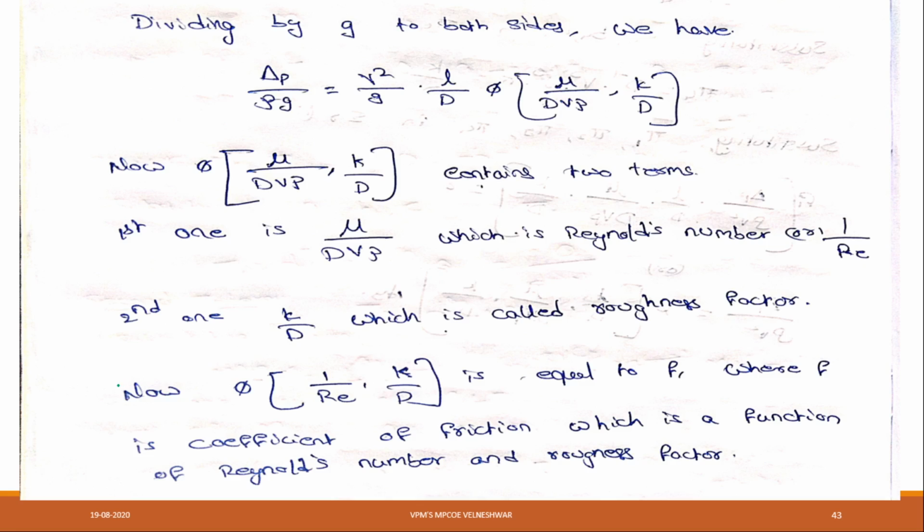Now dividing by g on both sides, which means on both sides we are making g. If I cancel g and g, the equation will be the same.